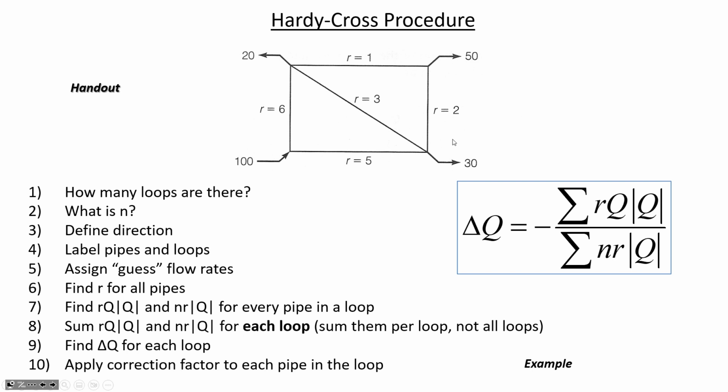So we have to assign guess flow rates. So let me show you what I mean by that. The flow is coming in at 4. That's a little better. The flow is coming in at 4, out at 1, out at 2, and out at 3. So we've got 30 coming out here, 50 coming out at 2, 20 is coming out at 1, and then 100 units of flow are coming in at 4.